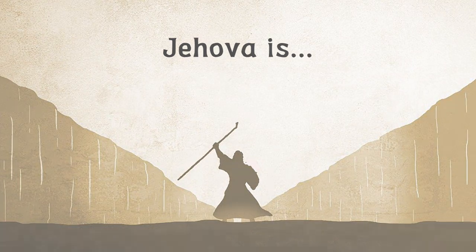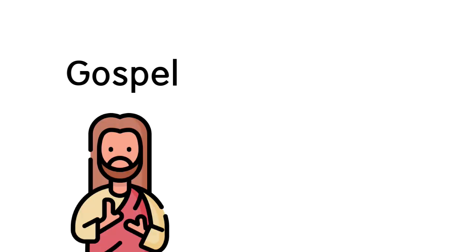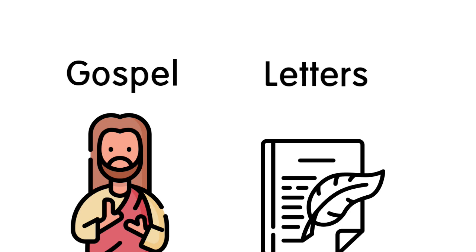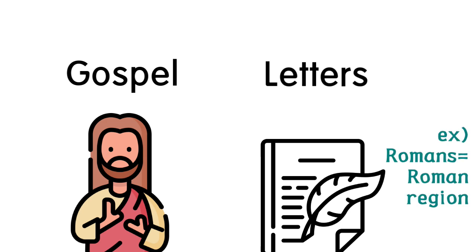I talked about the structure of the Old Testament. The New Testament is mostly about the Gospel, which is about Jesus' works, and Paul's letters. Romans is a book of letters sent to the Roman region, and Corinthians is about the letters sent to the Corinthian region. In contrast, the Old Testament has more incidents and accidents.